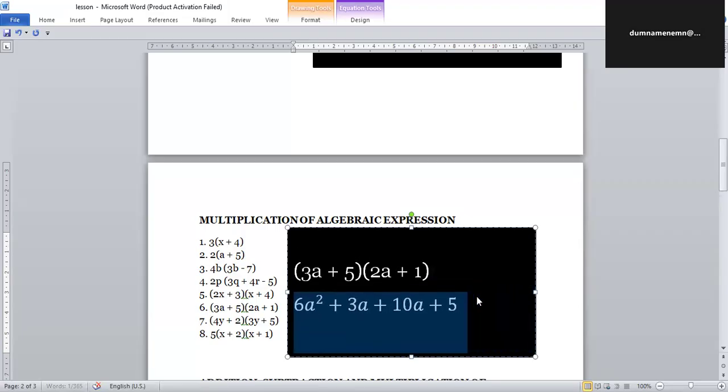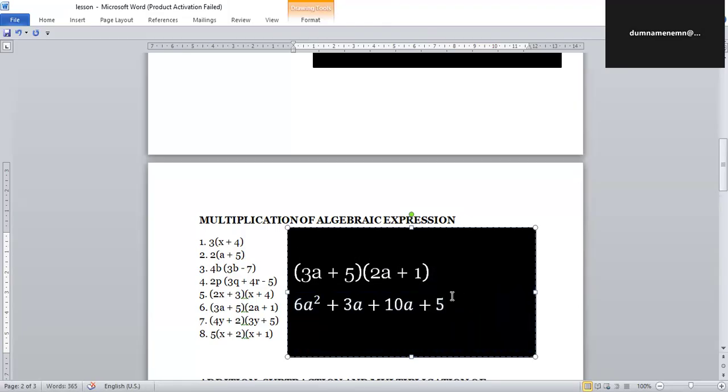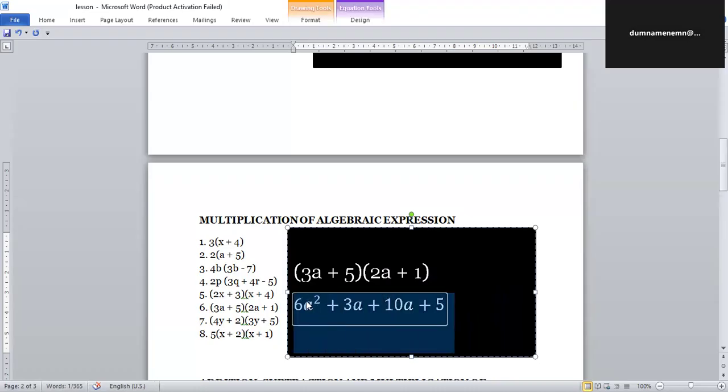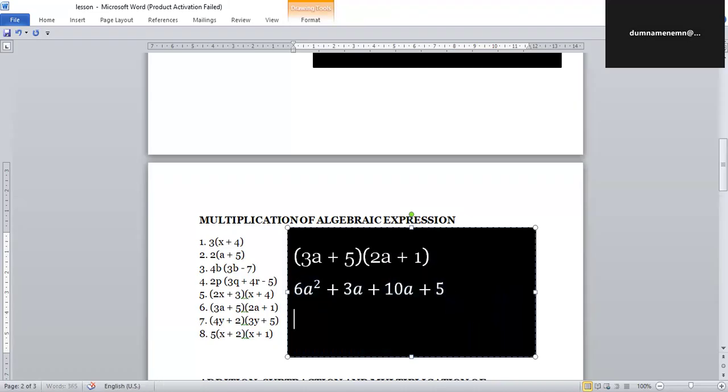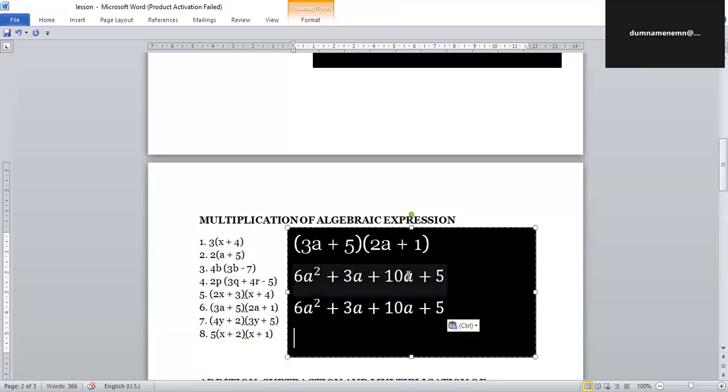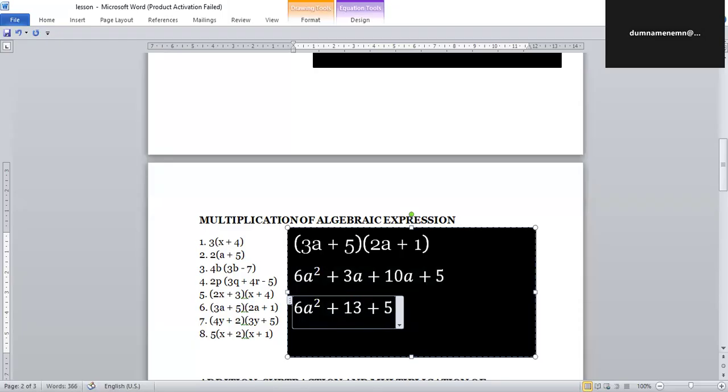All right, so we are done with this. We can now add and subtract. The terms that are actually the same, you can see 3 and 10a, they are the same. So we are going to add and subtract, and that is going to give us 13a. So we are done with question 6.